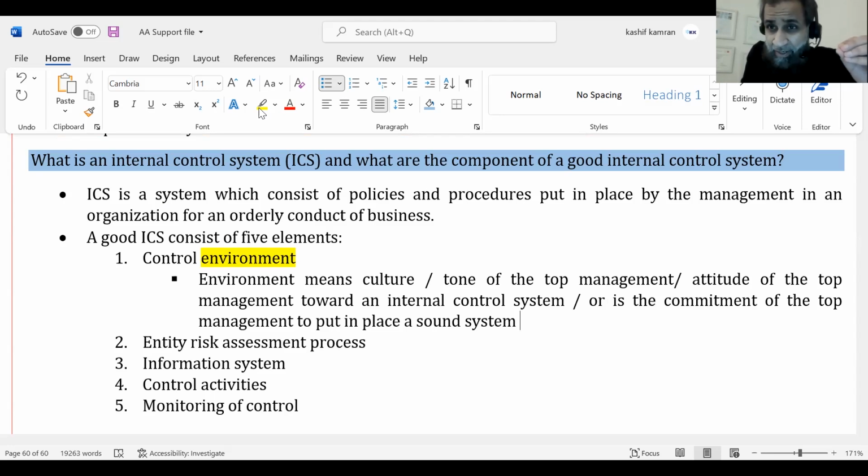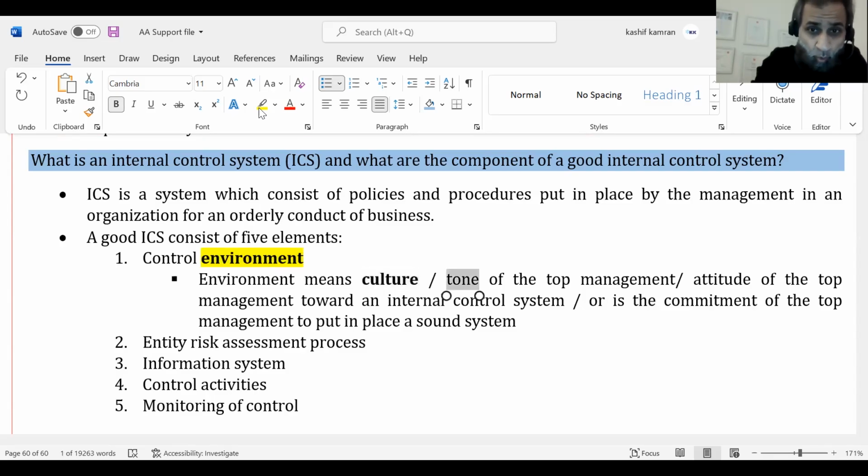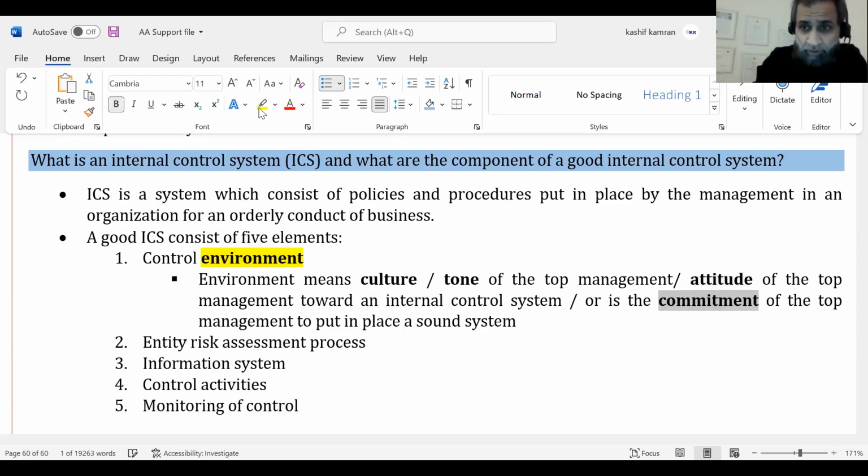So the very first thing which ensures that you have a sound system of internal control in the organization is what? Is environment. And there are so many words which relate with environment, right? The culture for having controls, the tone of the top management, the attitude of the top management, and the commitment of the top management. So all of them have to be present for having a good culture. Environment means culture, right? So if you have the right culture, will you have the right controls? Yes. Will you have the right internal control system? Yes.